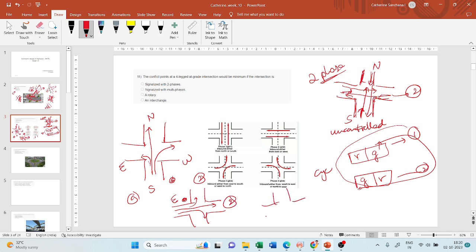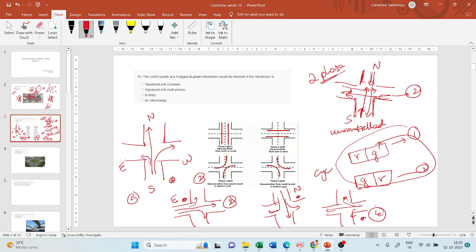After that, the vehicles in the north will make a move, okay, because it will have a green, all the others will have a red. Now after this, the vehicles in the west direction will make a move, okay, because it will have green. So this is the fourth phase.